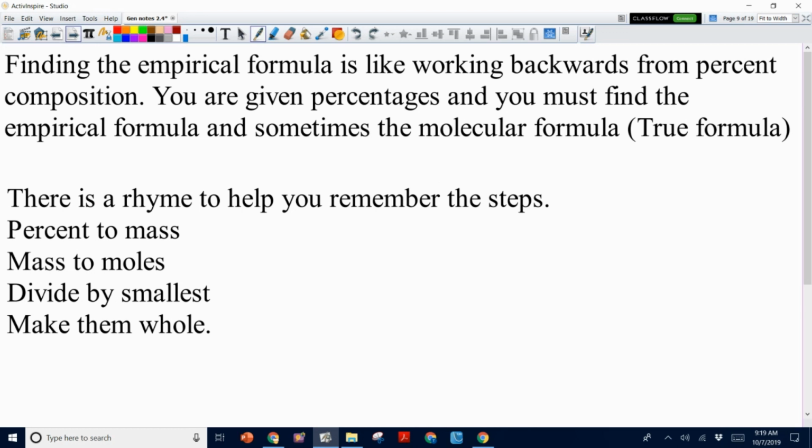All right, so how do we do that? Finding the empirical formula is like working backwards from percent composition. You're given percentages, and then you must find the empirical formula and sometimes even the molecular formula, or the true formula. So there's a rhyme that's going to help you remember the steps to work backwards. Write this down: percent to mass, mass to moles, divide by smallest, and make them whole.